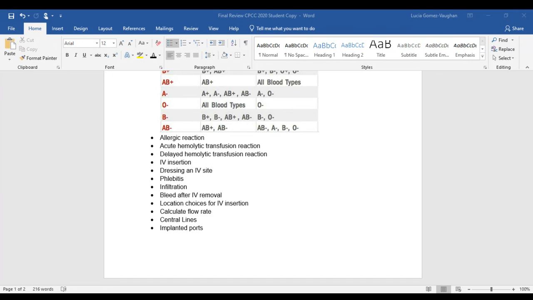You're going to need to be able to calculate IV flow rate. An example is 200 mL in 24 hours. That's going to be 83.33 mL an hour, so that's going to be 83 mL an hour.